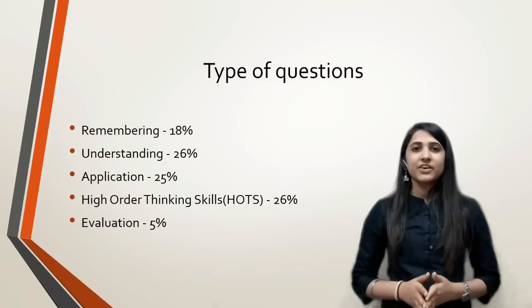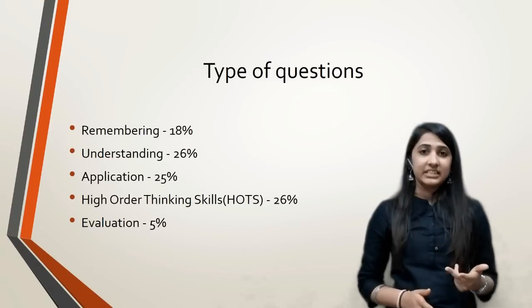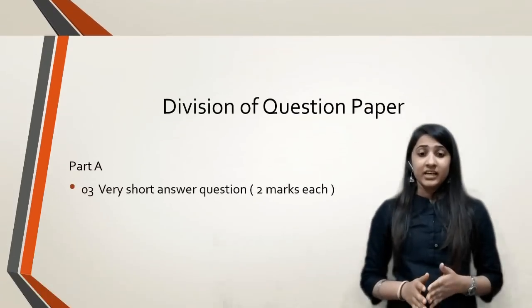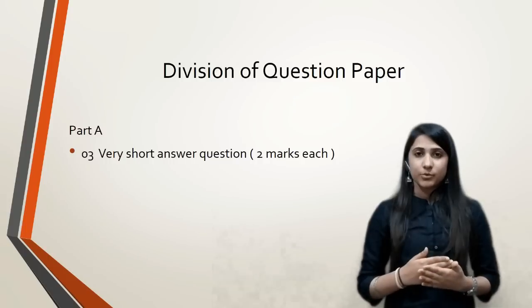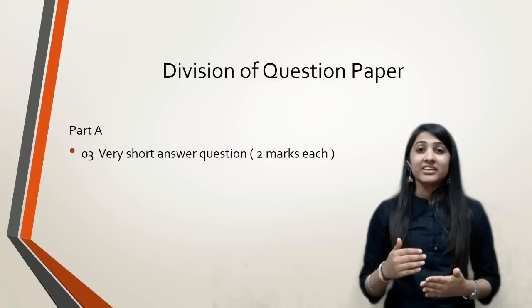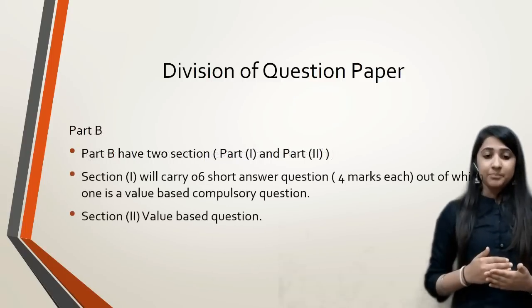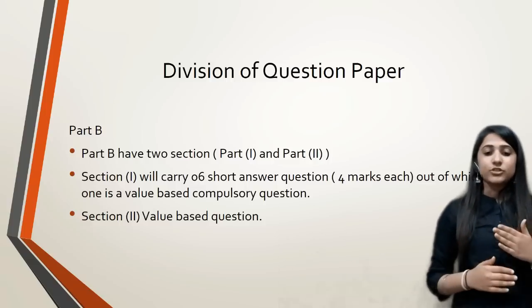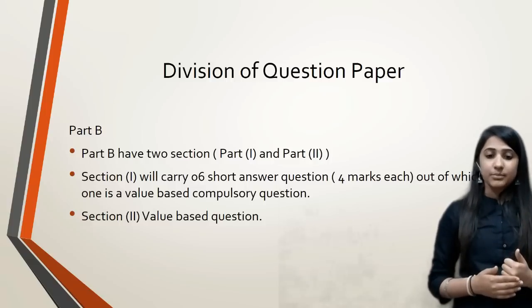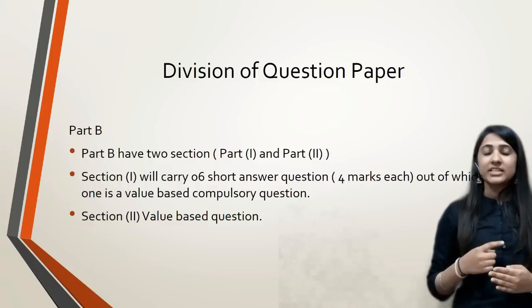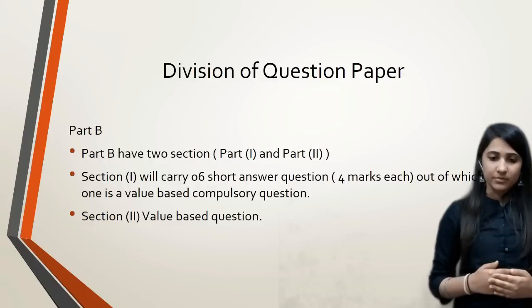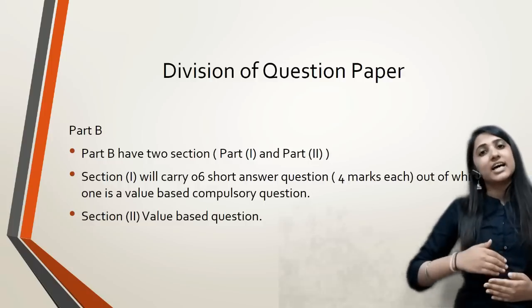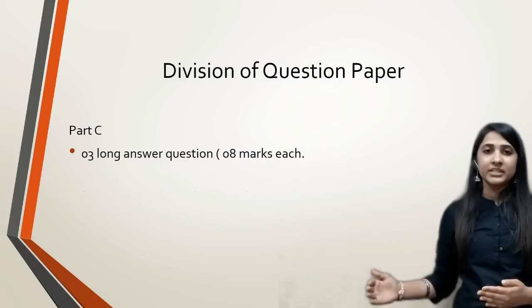The question paper is divided into 5 parts, A, B, C, D and E. In Part A, there will be 3 very short answer type questions which will carry 2 marks each. Part B has 2 sections, Section 1 and Section 2. Section 1 will carry 6 short answer type questions of 4 marks each, out of which 1 is a value-based compulsory question. Section 2 is again only a value-based question.